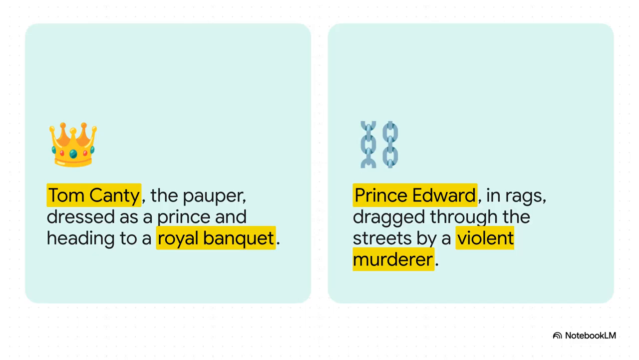So just look at this. In one single moment, two lives are just flipped upside down. You've got Tom Canty, who was a pauper, now he's decked out in silk and heading to a royal feast. And then you have the actual prince, Edward, who's in rags, being hunted down by a man who's just committed murder. I mean, talk about a shocking reversal of fortune. This right here sets the stage for everything that's about to happen.